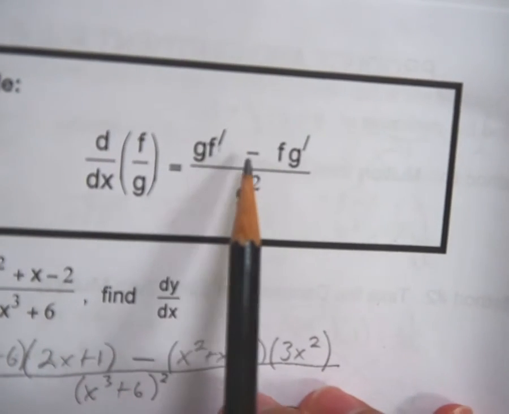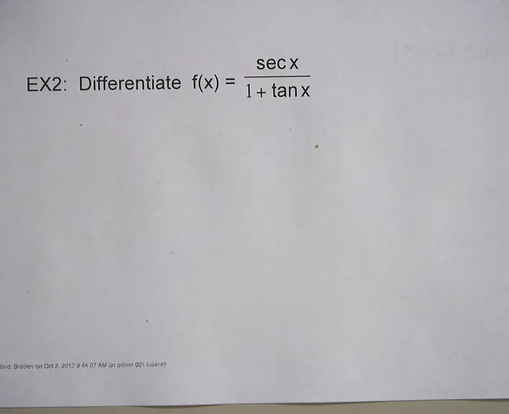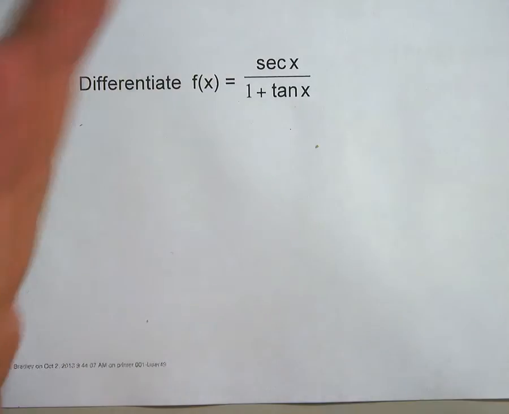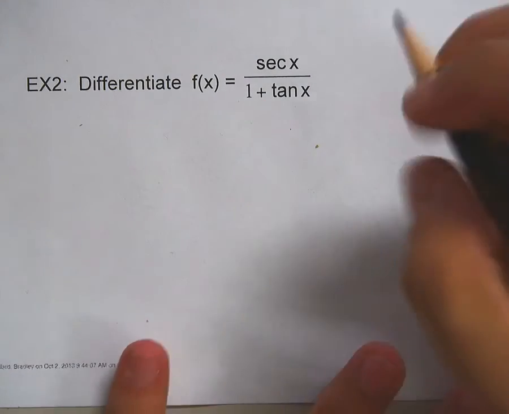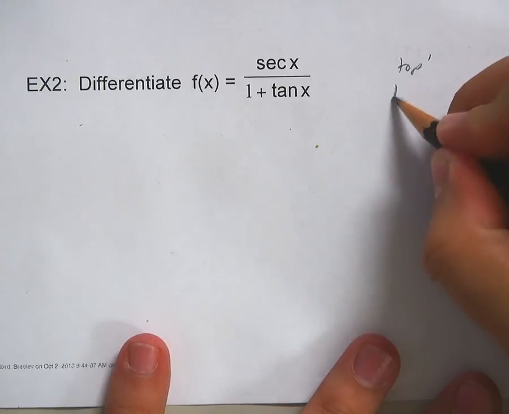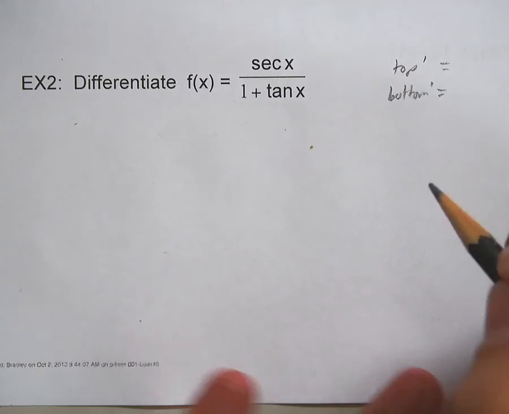If you have forgotten what the quotient rule looks like, it's this guy right here. Bottom d top minus top d bottom over bottom bottom. Bottom bottom. It got a big bottom. It went from 1 bottom to 2 bottom. It's going to be a big bottom. Anyway, so what I like to do is top prime, bottom prime, just to kind of get everything straight.